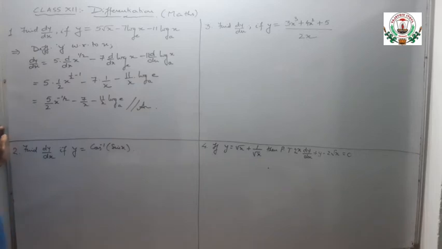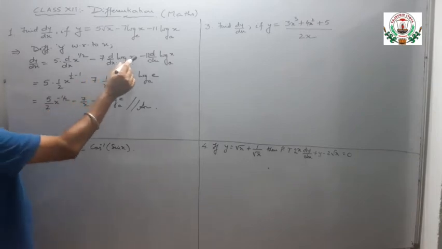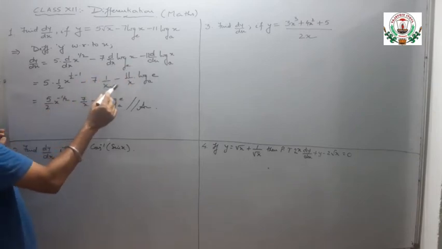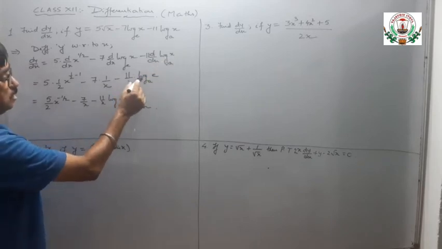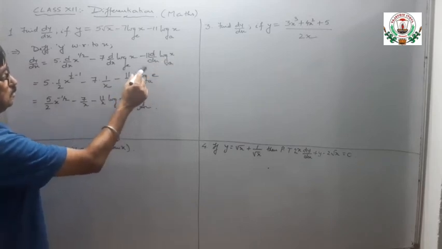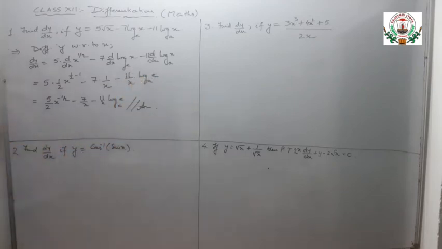to the base e. So d by dx of x to the power n is n x to the power n minus 1. So it will become 5 by 2 x to the power 1 by 2 minus 1, that is 5 by 2 x to the power minus 1 by 2. d by dx of log x to the base e is 1 by x, and d by dx of log x to the base a is 1 by x log e to the base a, that will become 1 by x log e to the base a. So that is our final answer.